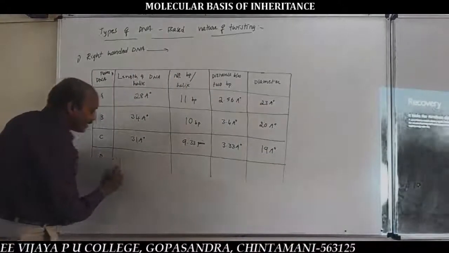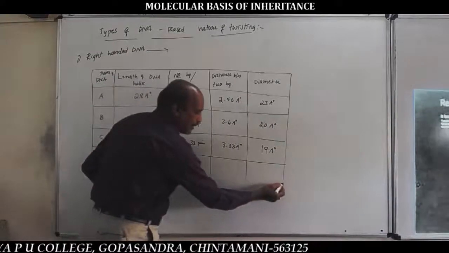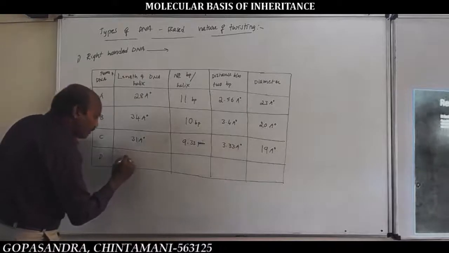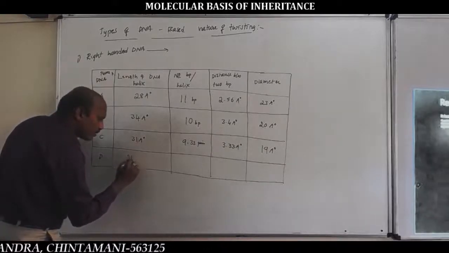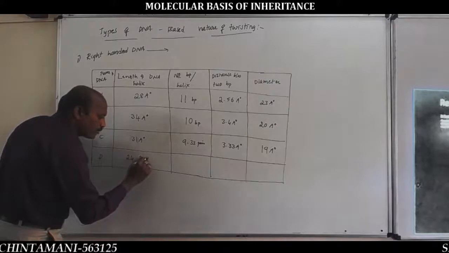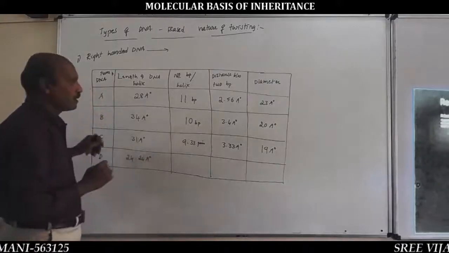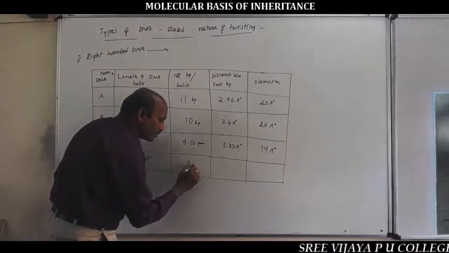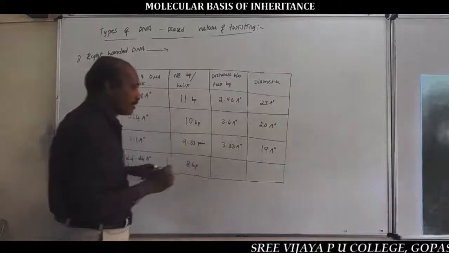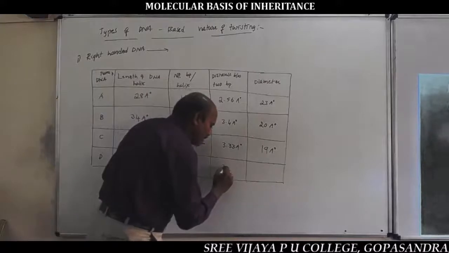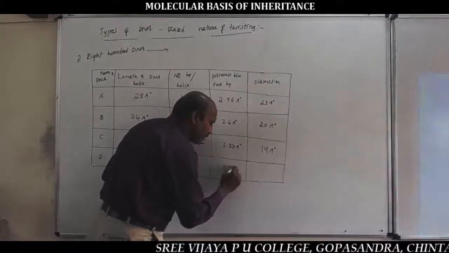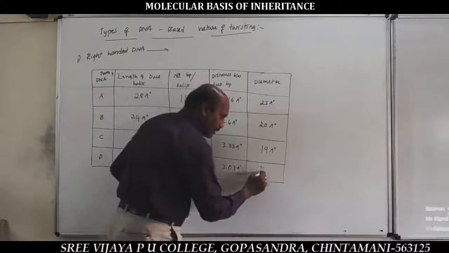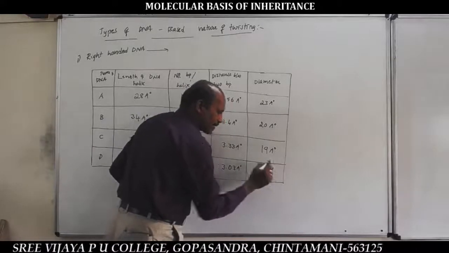And in D DNA, the length of DNA helix is 24.24 angstroms. Number of base pairs per helix, 8 base pairs. Distance between two base pairs is 3.03 angstroms and diameter is 19 angstroms.